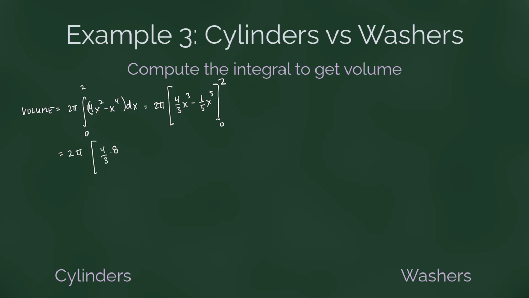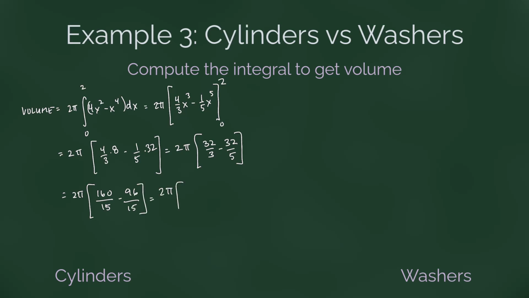So we get 2 pi times 4/3 times 8 minus 1/5 times 32. Plugging in 0, both terms drop out. We get 2 pi times 32/3 minus 32/5. We get ourselves a common denominator so that we can combine those. That's 160 over 15 minus 96 over 15. So we have 2 pi times 64/15, which is 128 pi over 15 cubic units for our volume.